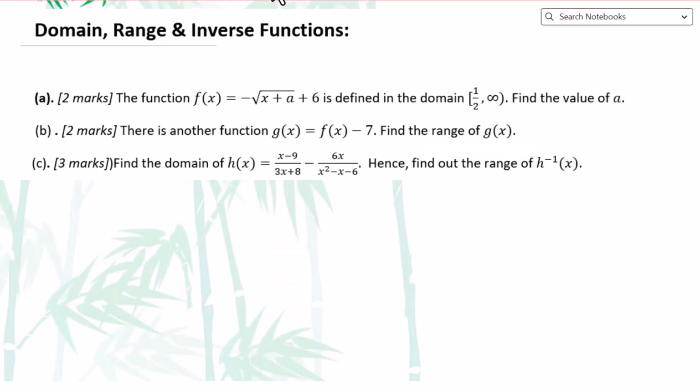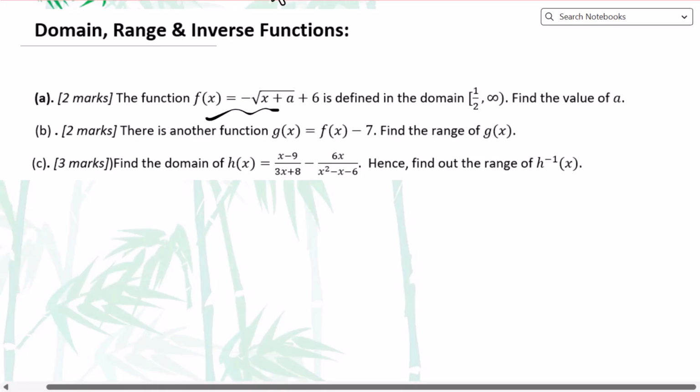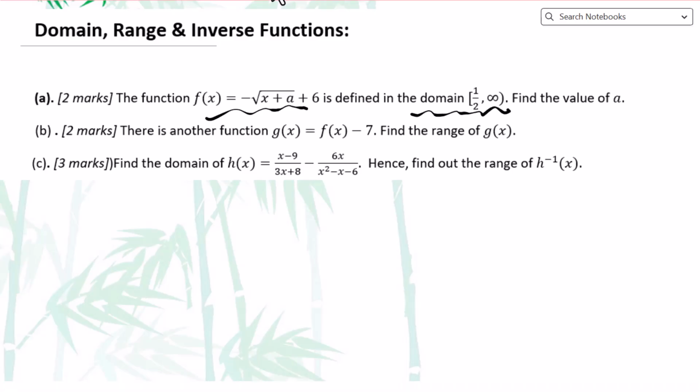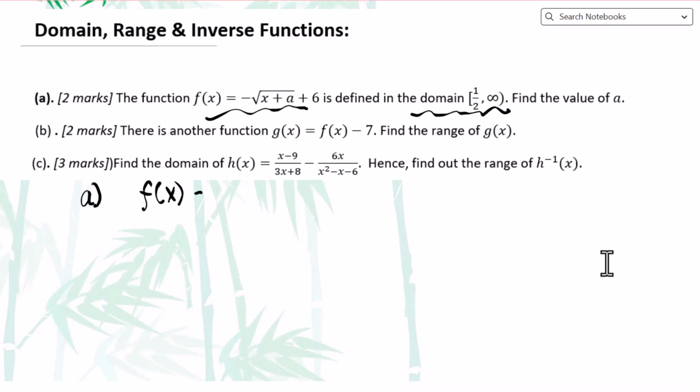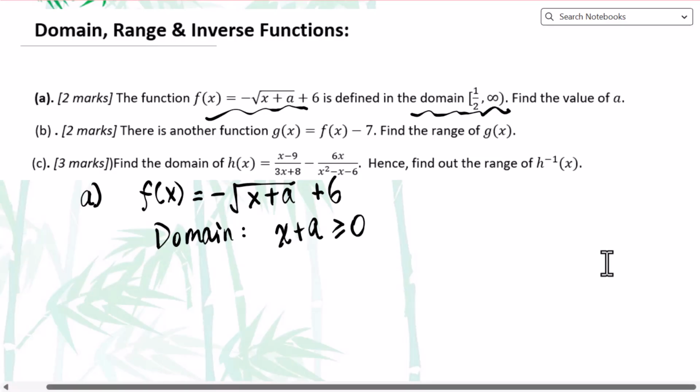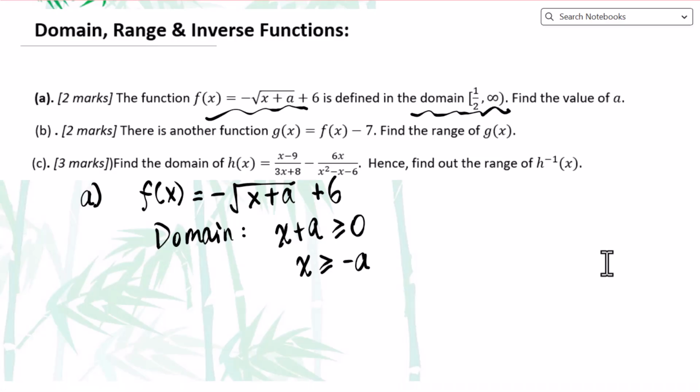The function f of x equals this. It's defined in this domain. Find the value of a. F of x is a square root function. The domain will be the radicand greater than or equal to 0, x plus a greater than or equal to 0. So x greater than or equal to negative a.